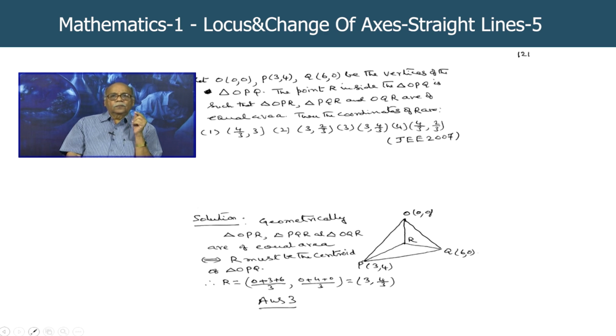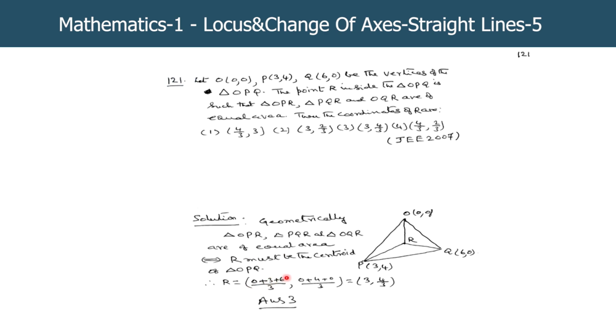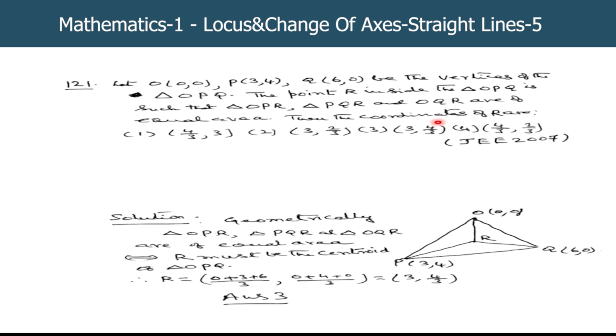Okay? So therefore, we know that G is nothing but the sum of the x coordinates by 3 and the sum of the y coordinates by 3 of the vertices. So here the sum of the 3 x coordinates of the vertices is (0 plus 3 plus 6) by 3, and (0 plus 4 plus 0) by 3. So the answer is simply (3, 4 by 3).